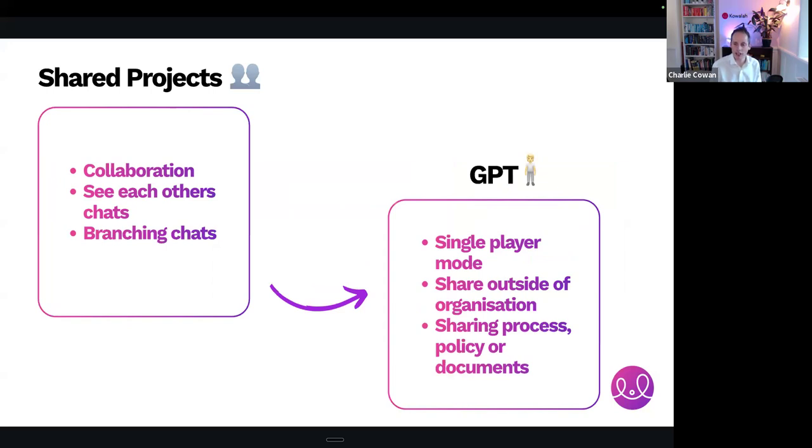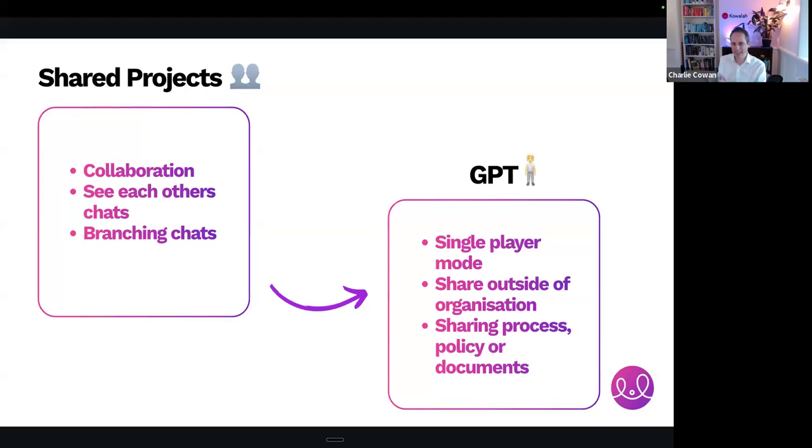Now, if you've been using GPTs, and we're going to cover GPTs in a future webinar, then you might be thinking, well, what's the difference between a GPT and a shared project? When would I use one versus another? And it's a good question. Well, a shared project is really internal to your organization, and it really is around this collaboration for the first time. I want multiple people being able to use the same set of instructions and files, and we can collaborate and branch chats around that.